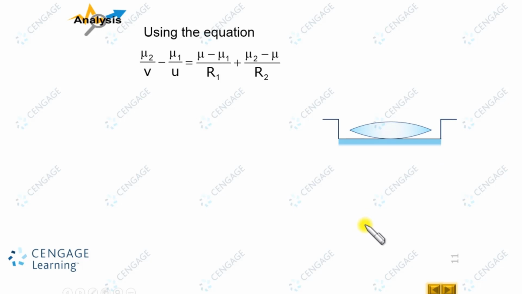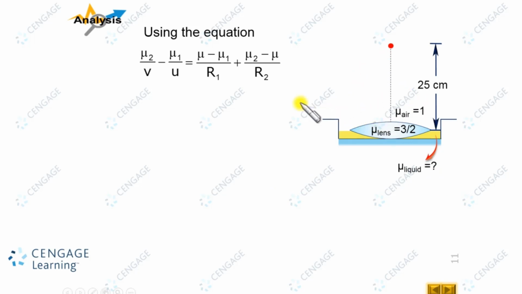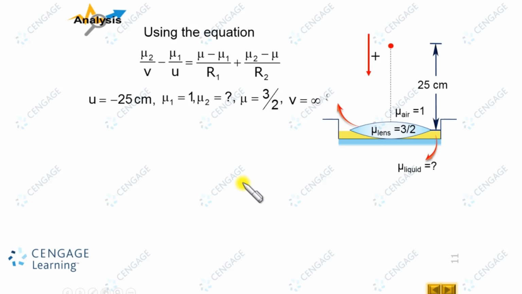So let us make the situation. This is the second situation, this is the liquid of unknown refractive index. This is at 25 centimeter and this u should be negative because we are assuming downward direction is positive. So this is minus 25, mu1 equal to 1, mu2 is unknown, mu equal to 3 by 2 and v equal to infinite. So let us substitute this value.